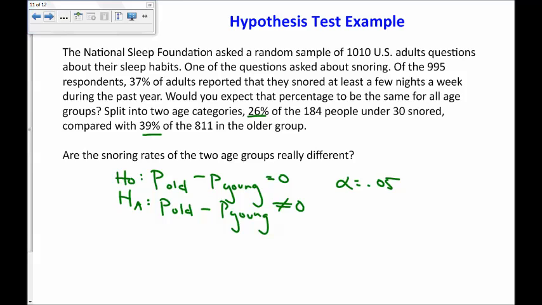Hypothesis, check. The next thing we'll do is check conditions. The two most important ones are the randomization condition and the success failure condition. It was a random sample, and so I'll just say that the data was collected using a random sample.